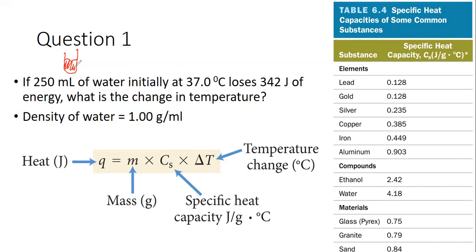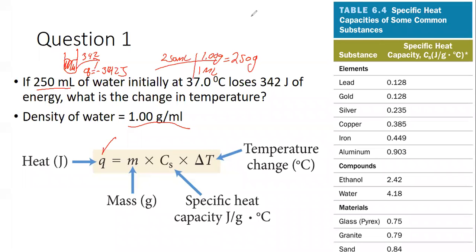And it's going to lose 342 joules of energy. So Q is negative 342 joules. So we have a Q. Mass. We have a density and we have a volume. So density is our conversion between volume and mass. So I have 250 milliliters. For every 1 milliliter, I have 1 gram of substance. So for water, it's super easy. 250 milliliters is 250 grams.